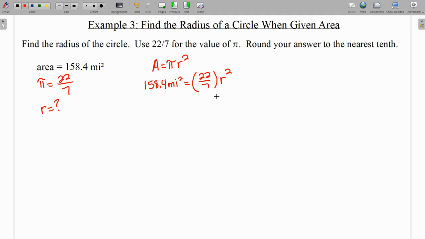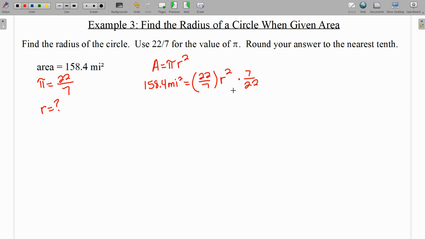Now, from here, what we want to do is get this r squared by itself first. So in order to do that, I'm going to have to get rid of this 22/7. Now, I have a couple different options. I could take this term and divide it by 22/7 on this side, or I could take this term and multiply it by the reciprocal of this fraction here. So the reciprocal of 22/7 is going to be 7/22. We just simply take that fraction and flip it upside down.